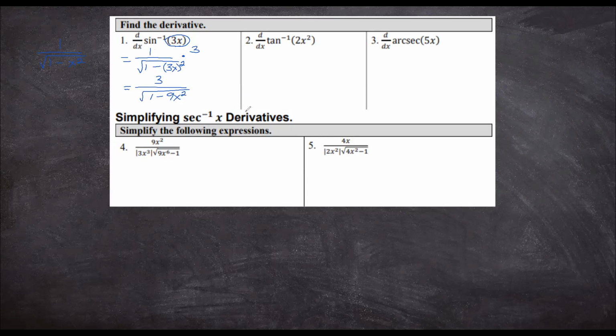Oftentimes, these types of problems show up in the multiple choice. I haven't really seen any examples of these inverse trig functions showing up in the open-ended and then you needing to apply that, just because they know this is a more challenging area. And it does require memorization. They really want to know that you know the math, not that you're capable of memorizing certain things.